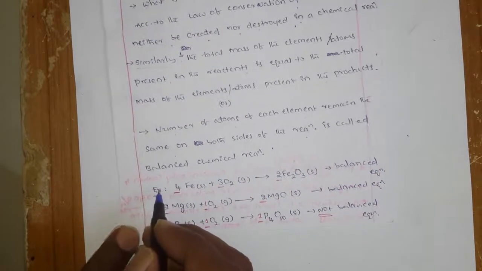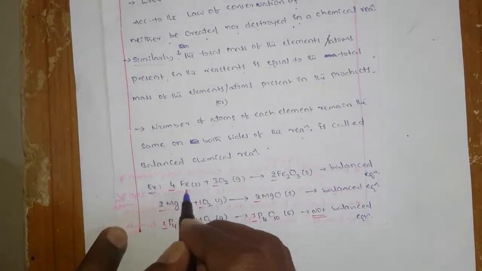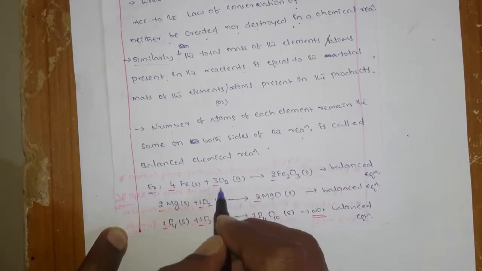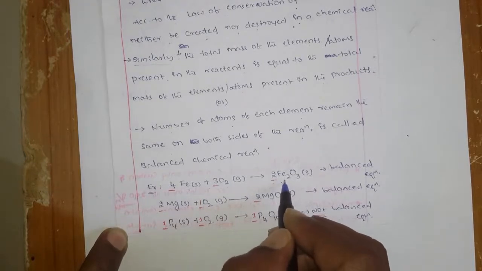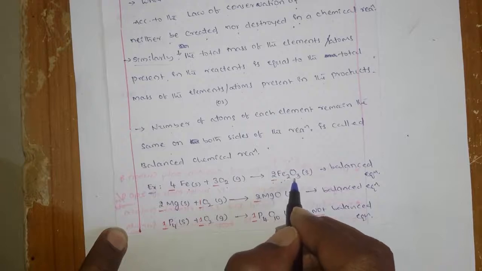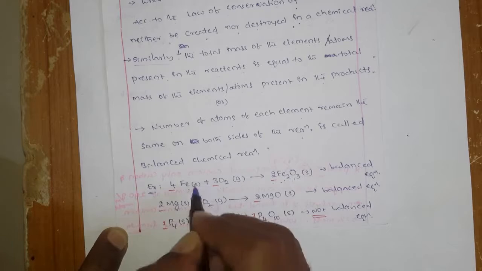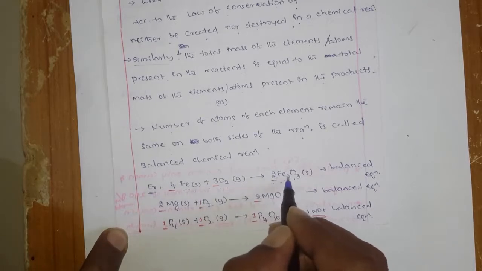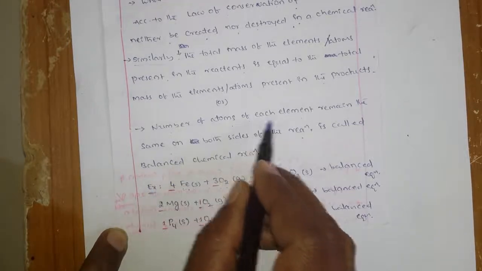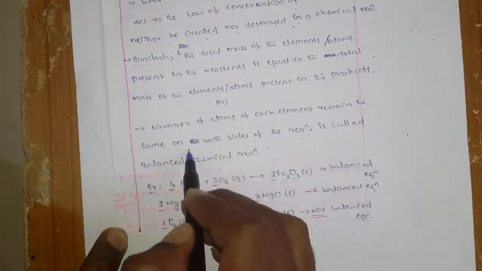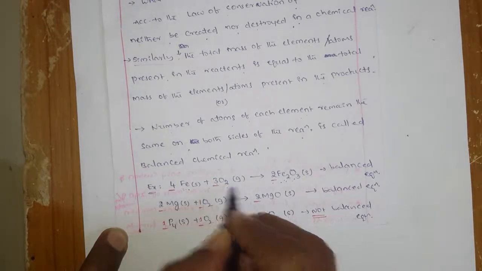Example 1: 4 iron atoms react with 3 oxygen molecules, giving 2 Fe2O3 molecules. Look here, how many irons are there? 4 irons. On the right side, how many? 2 into 2, 4 irons. So the 4 is balanced, right? The number of atoms of each element remains the same. Next, how many oxygens are there? 3 into 2, 6 oxygens, and here how many are there?